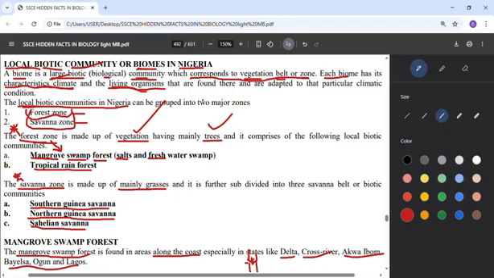That's the mangrove swamp forest, because it contains both salt and fresh water. Then we have tropical rain forest. So these are the different forest zones we have in the local biomes. After forest, we now have savanna. If forest is for trees, savanna is for grass. So it's made up of mainly grasses. And savanna zone is also divided into southern Guinea savanna, northern Guinea savanna, and Sahel savanna.